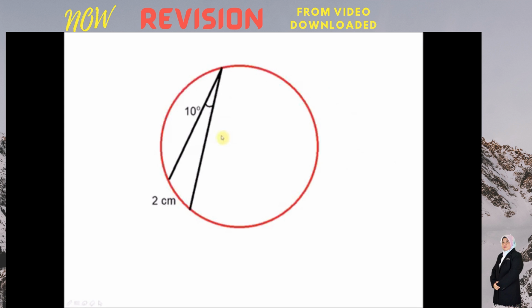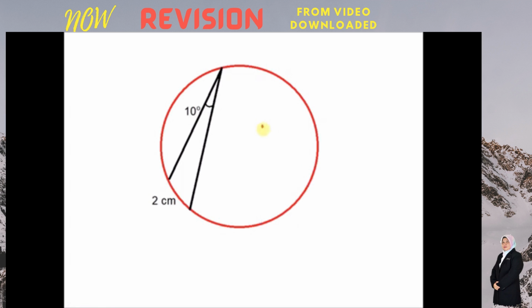In this case, we have an angle at the circumference of the circle subtended by this arc of 2 centimeters. And if we form another angle with an arc length which is twice, double, 4 centimeters, you see this is 2, this is 4, we will discover that the angle formed here will also be double compared to this. 10 will become double, become 20.